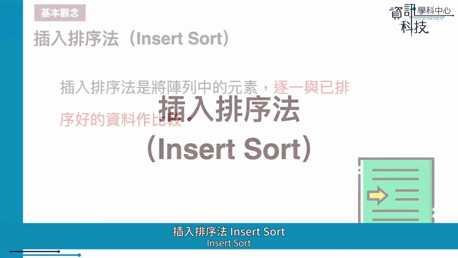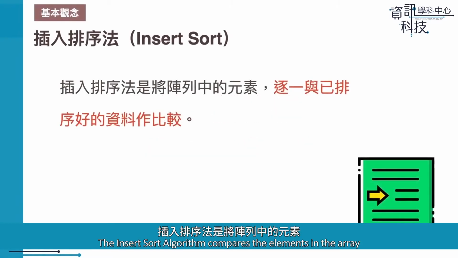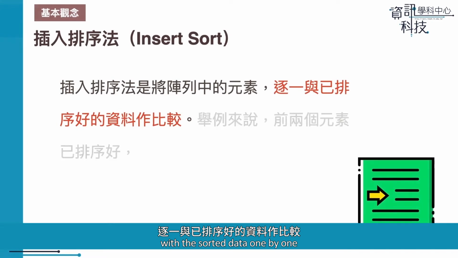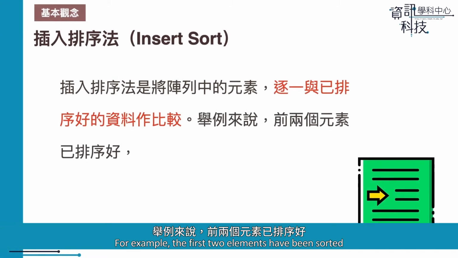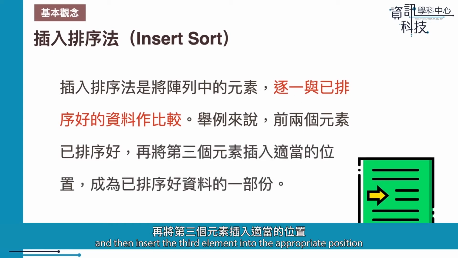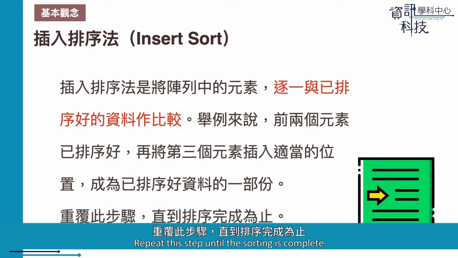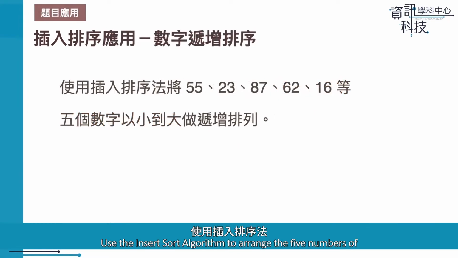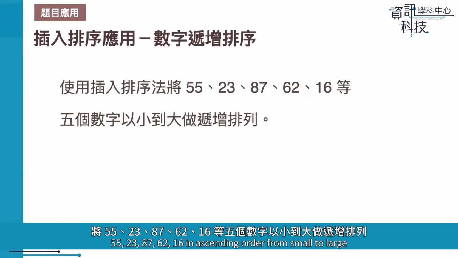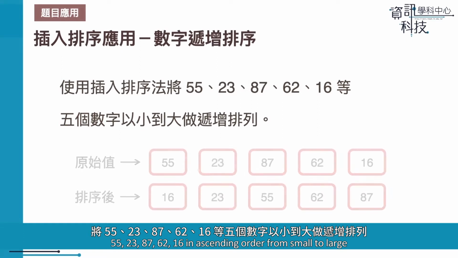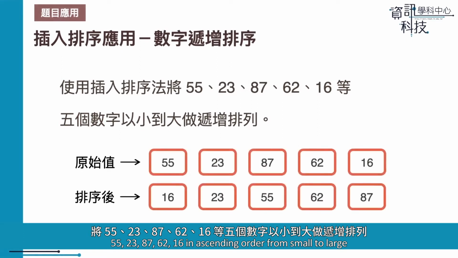Insert sort. The insert sort algorithm compares the elements in the array with the sorted data one by one. For example, the first two elements have been sorted, and then insert the third element into the appropriate position to become part of the sorted data. Repeat this step until the sorting is complete. Use the insert sort algorithm to arrange the 5 numbers of 55, 23, 87, 62, 16 in ascending order from small to large.